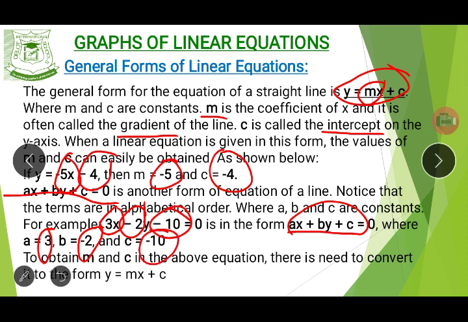So for you to obtain your M and C in the equation, there is no need to convert. Sorry, there is a need for you to convert it to this format so that you know, okay, this is our M, this is our B, and this is our C rather. Okay. So moving on.